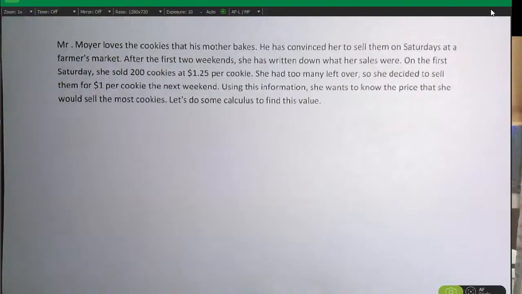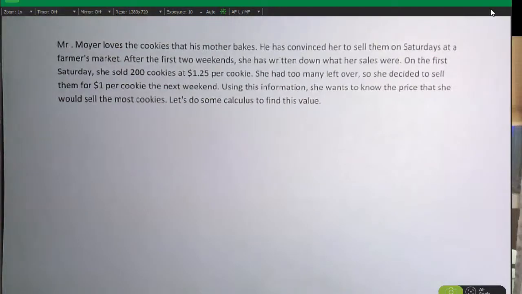But Mr. Moyer loves cookies that his mother bakes, and that's true. I like her cookies; they're very good. And he has convinced her to sell them on Saturdays at a farmer's market. After the first 2 weekends, she has written down what her sales were. On the first Saturday, she sold 200 cookies at $1.25 per cookie, and she had too many left over. So she decided to sell them for $1 per cookie the next weekend.